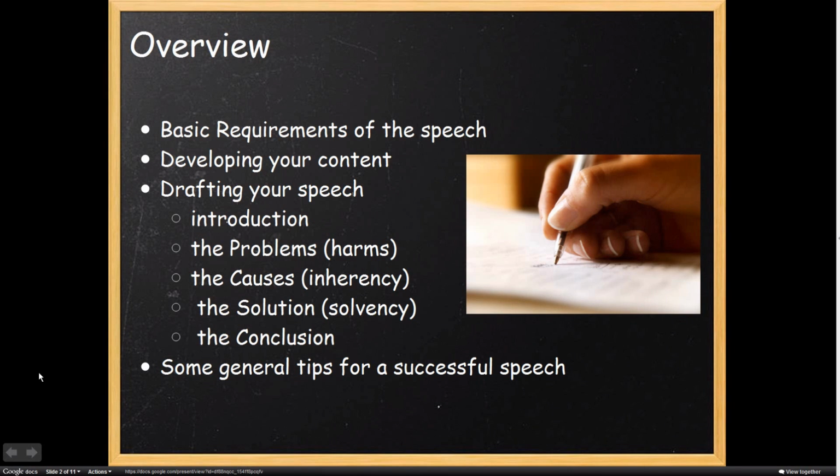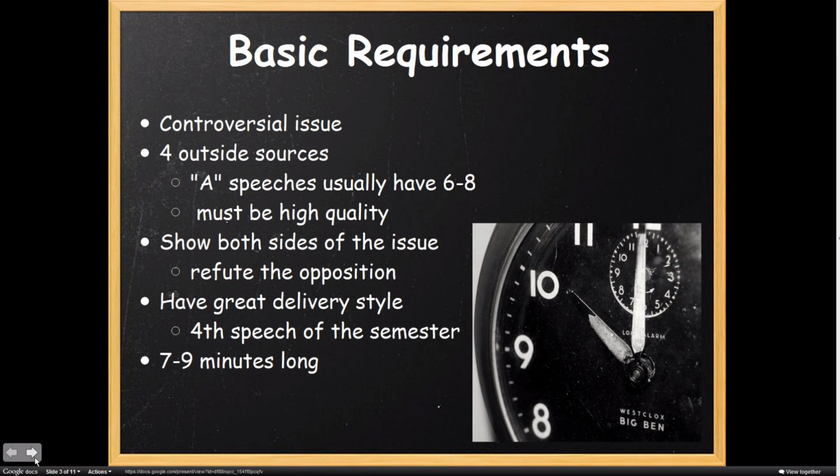After that, we'll start to look at the different sections of the speech, starting with the introduction, moving into the problems, causes, and solutions, and finally going over some ways that you can finish strong in your conclusion. After that, I'll give you a couple general tips to be successful in your speech. All right, let's move on. So, the basic requirements of the speech.